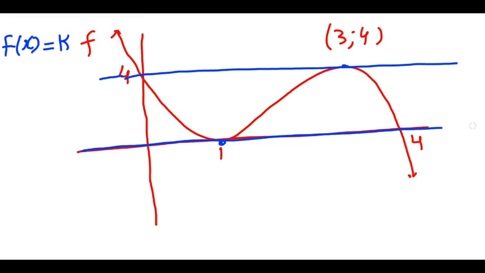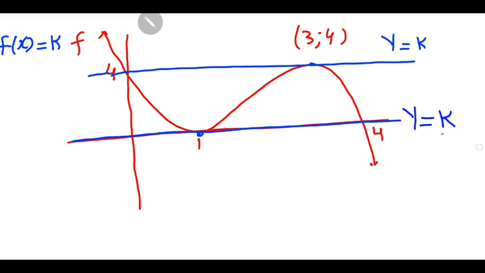Now, these are y is equal to k. And these are the lines y is equal to k. We need to give the answer in y values. So these two lines are parallel to the x-axis.